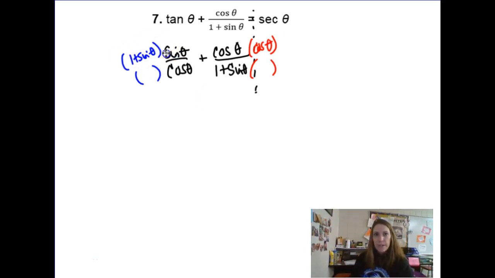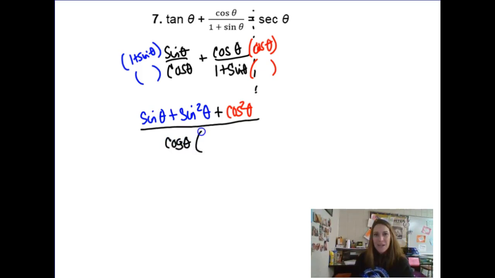So this blue part here times sine will end up being sine plus sine squared, plus, and then this red part will be cosine squared, of course. Oh, I already see something awesome that's about to happen. My denominator is the common denominator of cosine times 1 plus sine.